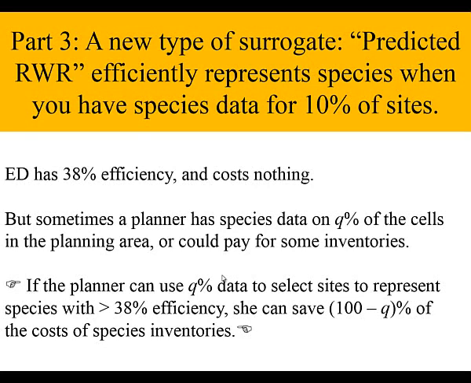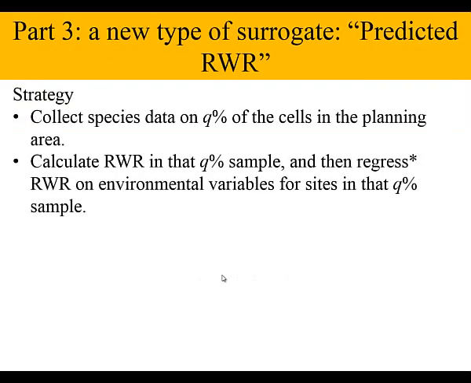So if the planner can use Q% data to select sites, the nice thing is that she could save the money, that 100 minus Q% of the cost of doing species surveys. So this could still be a good tool, especially if it can outperform environmental diversity. So the idea behind predicted RWR is to collect species data on some subset of the cells, call it Q% of the cells. We'll calculate RWR just for that little sample of cells.